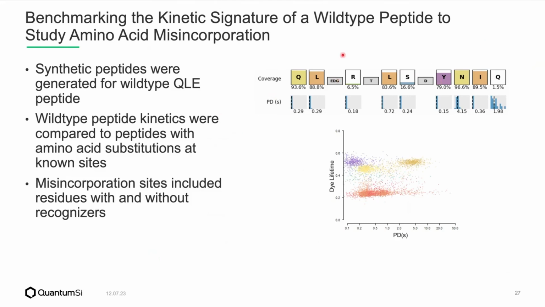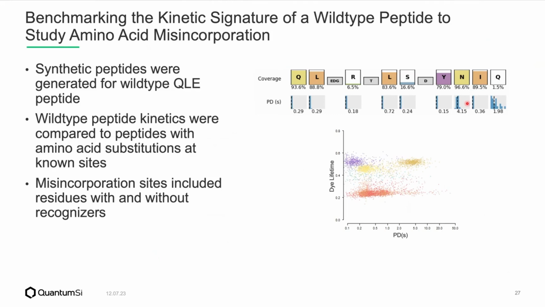The on-chip kinetics and relative coverage of each of the amino acids in this peptide are shown above. We've also demonstrated a new graph showing the dye lifetime, which is representative of each individual recognizer in our system, versus the pulse duration. You can clearly see that within this original wild-type peptide we have two distinct populations: the short pulse duration Q, shown here at the very beginning, and this longer pulse duration N within the same recognizer being identified.